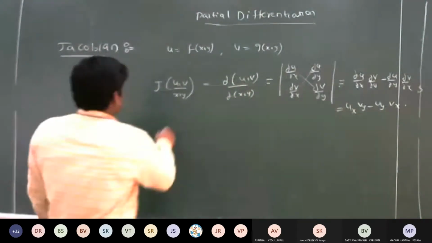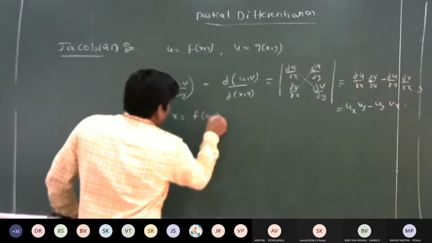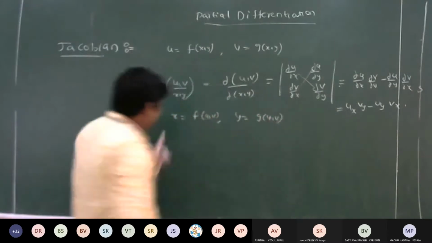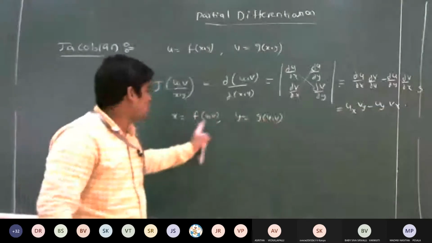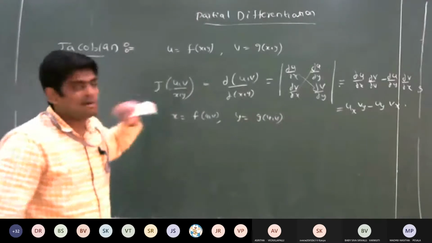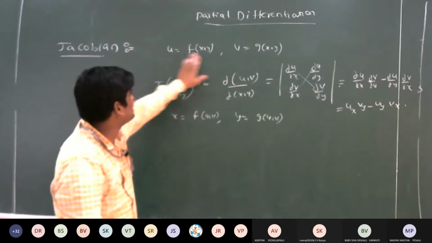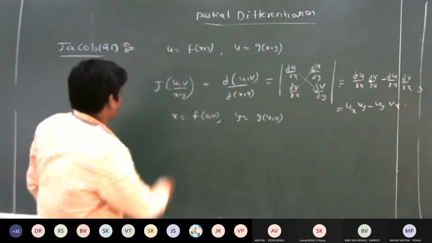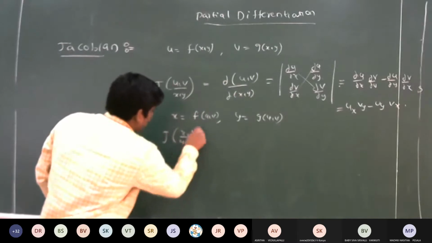Similarly, suppose x is equal to f of u comma v and y is equal to g of u comma v. Here x and y are the dependent variables and u comma v are the independent variables. But in the above example, u comma v are the dependent variables, because u depends on x and y, and v depends on x comma y. Therefore, here the Jacobian is denoted by x comma y by u comma v.